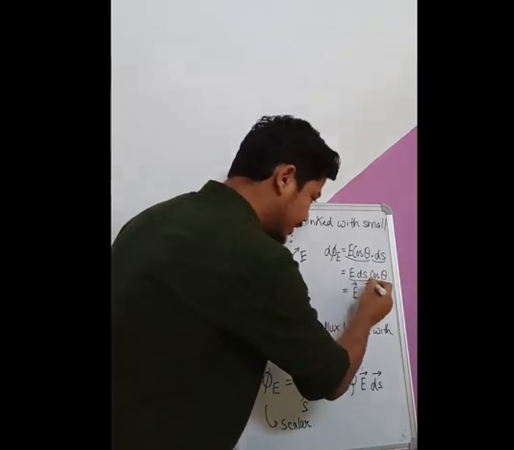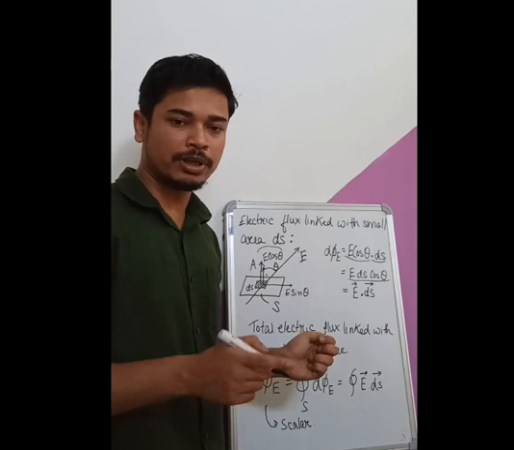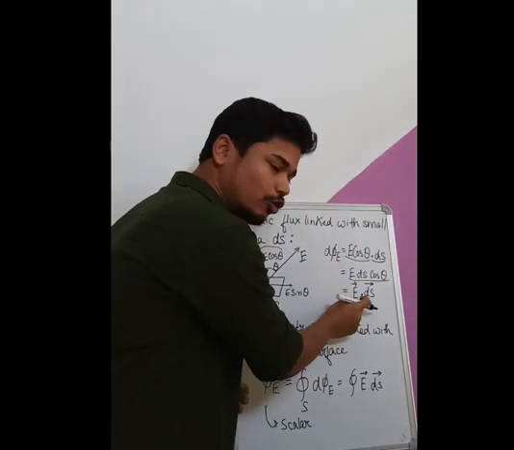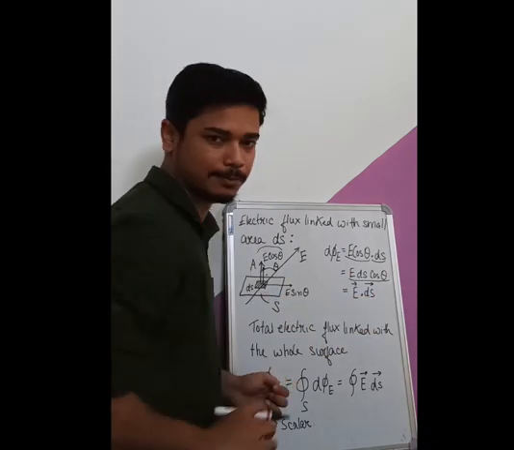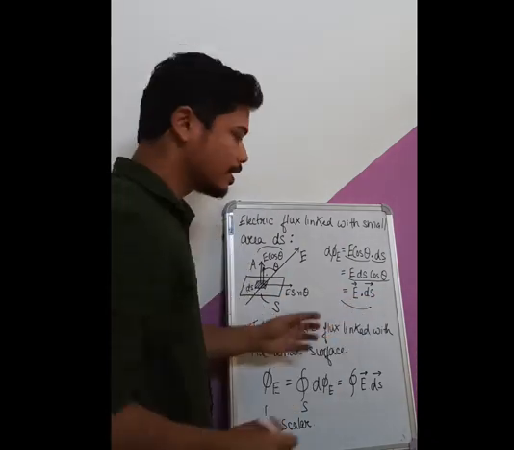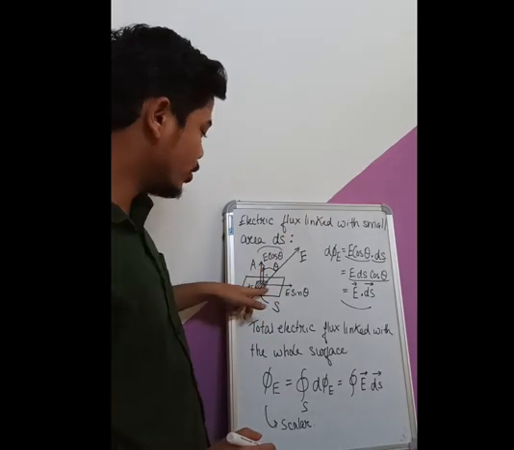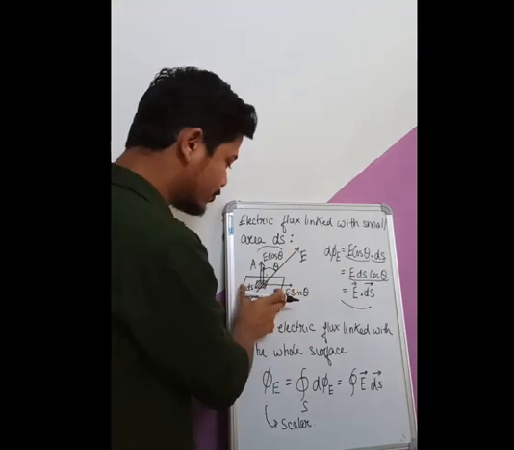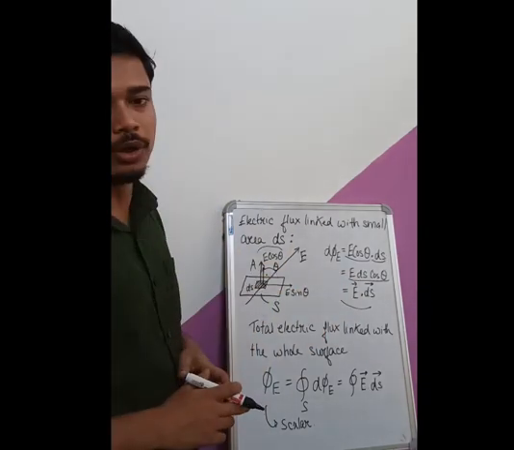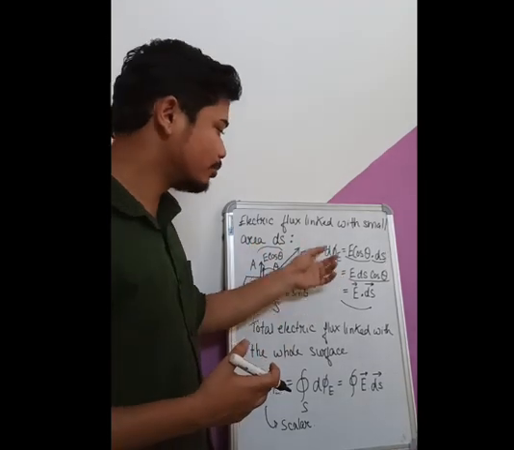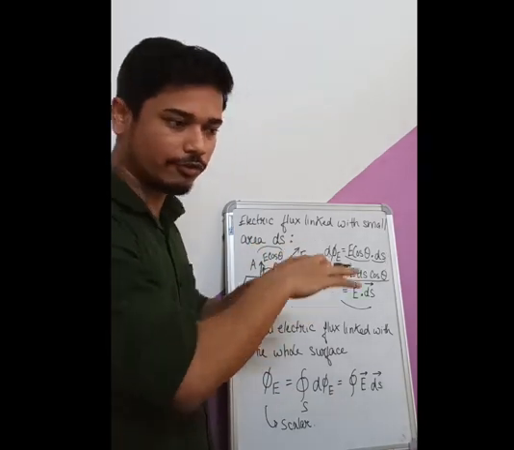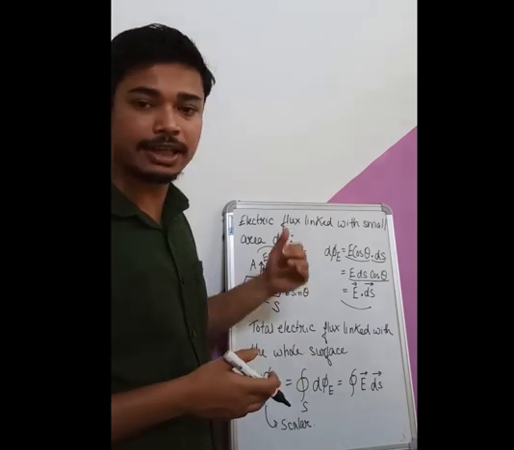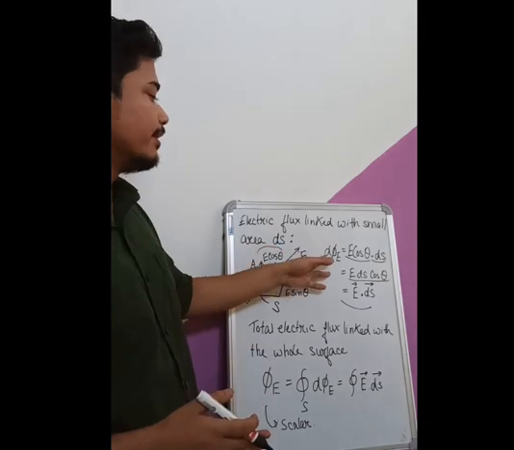Now what do we get here? E ds cos theta is the dot product of E and ds. So we have written here d phi E as the dot product of E and ds. Right? So this is the value of small electric flux linked with a small area ds. Now if we have to calculate the total electric flux for this whole surface, then what do we have to do? You already know that this is the small electric flux linked with the small surface. So for the whole surface, we just integrate this value.